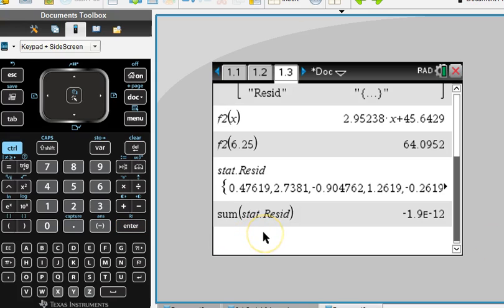If I were to type in there, this is negative 0.00000000019. It's just a negative number, but that is for all intents and purposes 0. This is a case where your calculator had some rounding error dealing with all of these numbers that didn't come out exactly 0, but it's supposed to be 0.